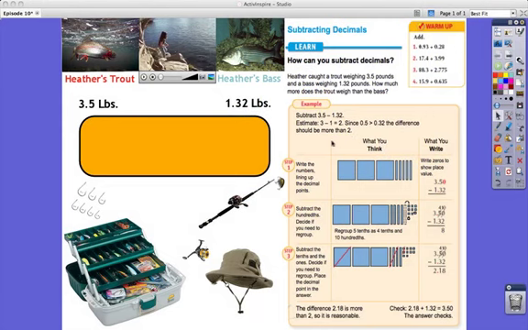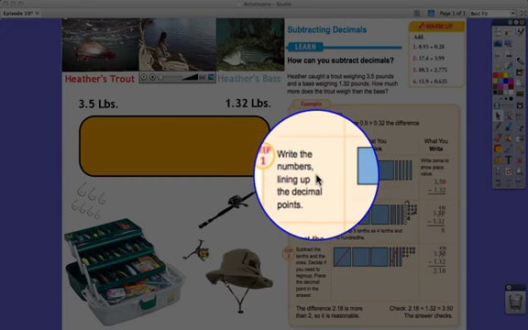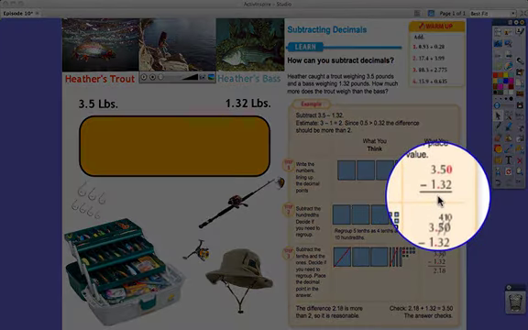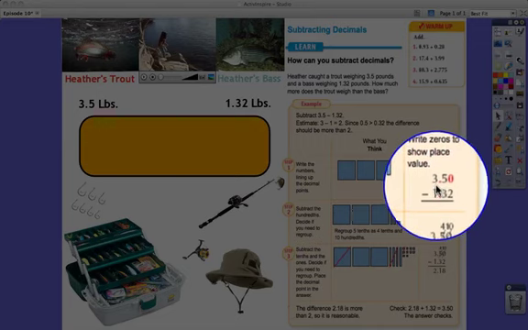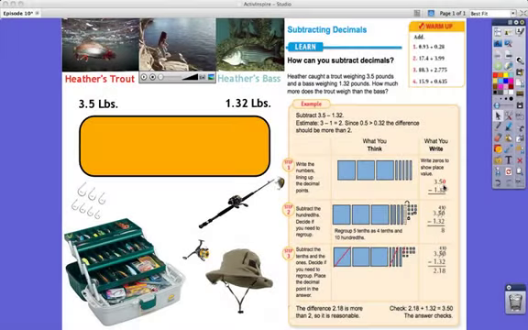All right, now we have a step here I want you to take a look at. It says write the numbers lining up the decimal points. Do you understand? So if we're taking 3.5 and subtracting 1.32 from that, it's going to look like this. Now you notice a 0 here in red. This 0 shows the place value of the missing number when we originally wrote 3.5. Do you understand?